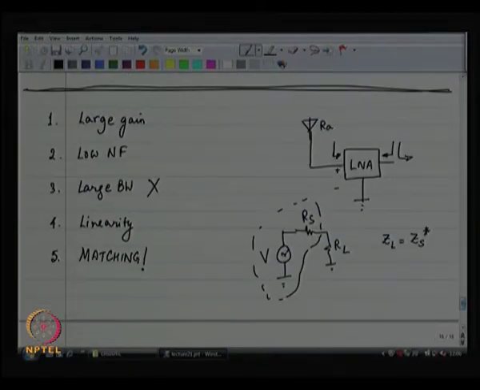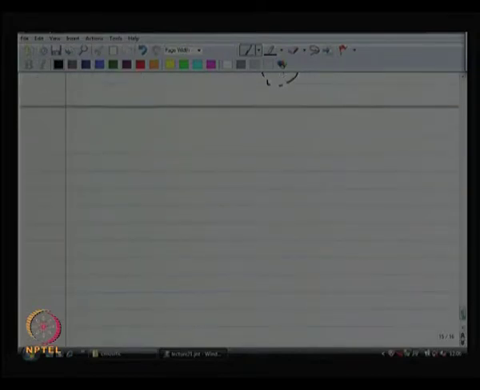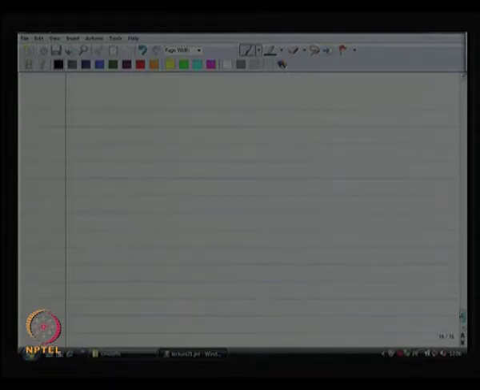All right. So, we unfortunately are going to start with matching. All right, we are not going to go by the serial number when we are going to discuss the low noise amplifier. Okay. We are going to start with matching. How can we match the input impedance of our amplifier to the antenna, to the resistance of the antenna?